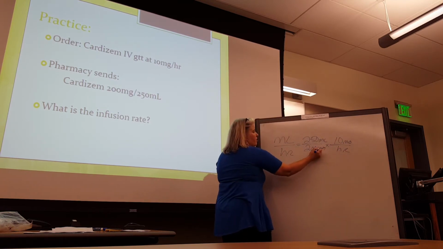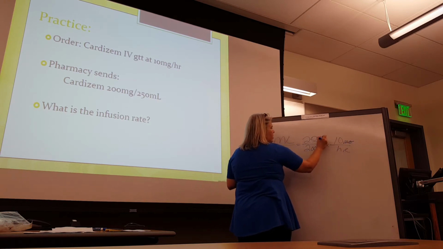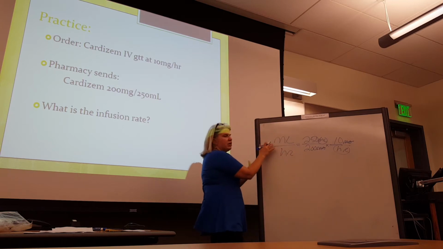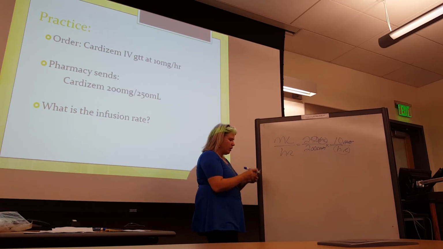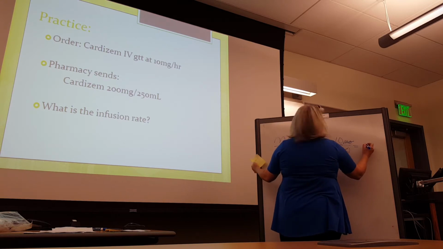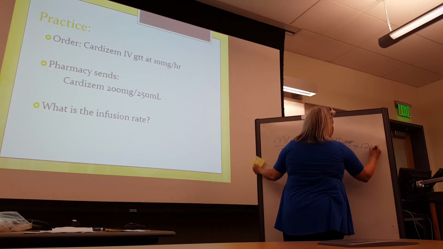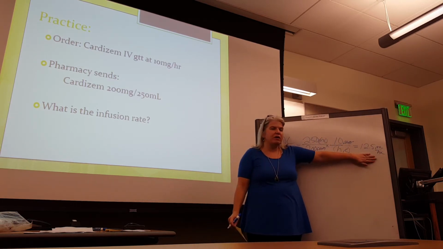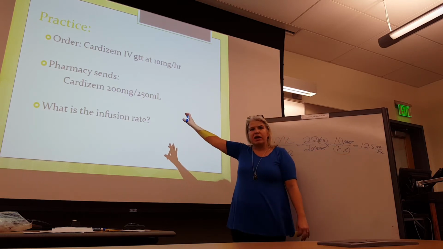And when I cross off milligrams, and then I circle mils per hour, match mils per hour. So I know I have it set up correctly. And when I do the calculation, you get 12.5 milliliters per hour.